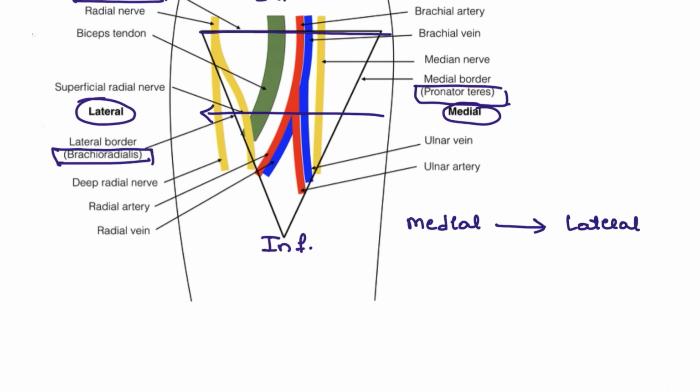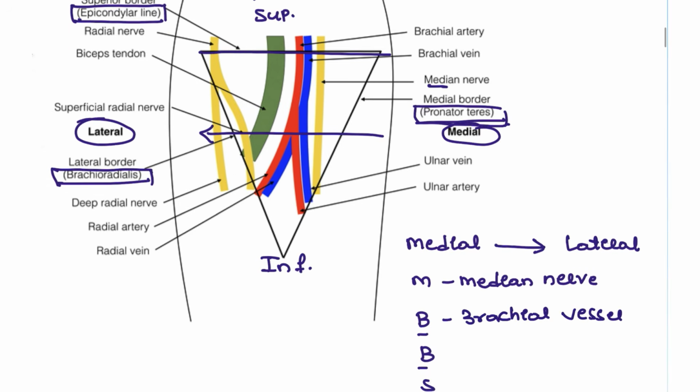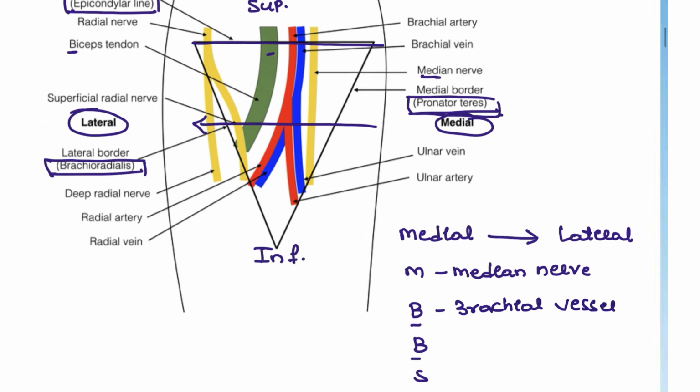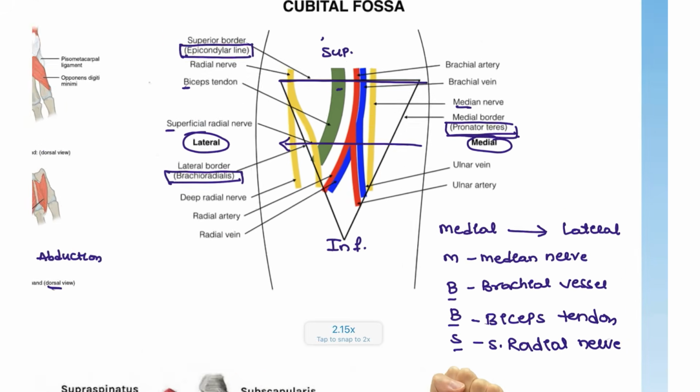So there is a mnemonic that you can remember, guys. MBBS. What is the MBBS? The first one is the median nerve. Here you can see this is the median nerve. And the second one, the B, is the brachial vessels, vein and also artery. And the other B, here you can see, is the biceps tendon. This is the biceps tendon. And the last one, S, is for the superficial radial nerve. Not the main radial nerve, this is the superficial radial nerve.